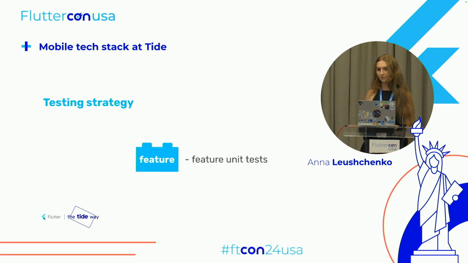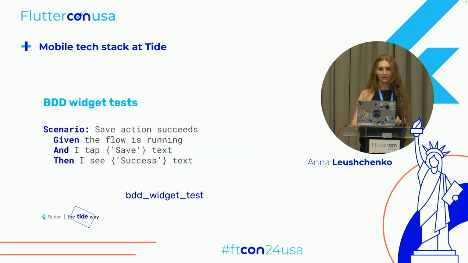And what's even more fun, we don't just write them in Dart. Instead, we use Gherkin, which is a natural-like language with a special syntax that allows us to describe feature requirements in a way that's understandable not only to engineers, but to all stakeholders. And here is an example of a typical test. Given the flow is running and I tap save text, then I see success text. Very primitive one, but you have got the idea.